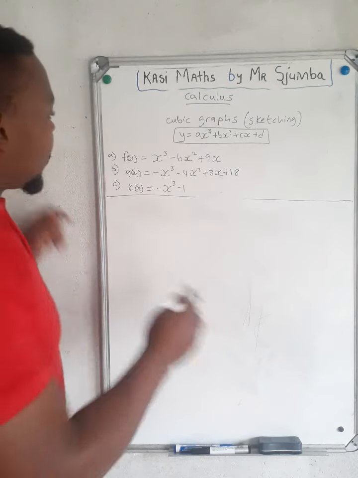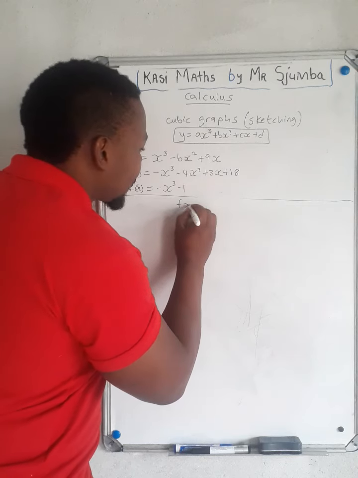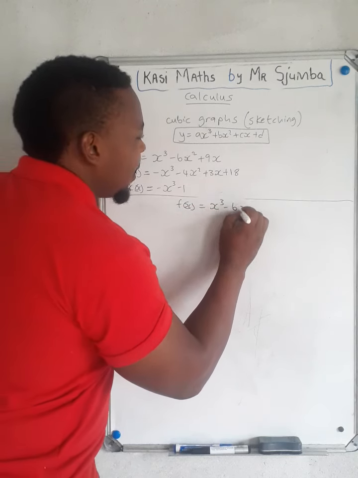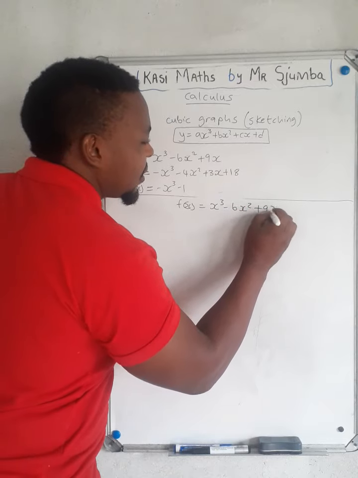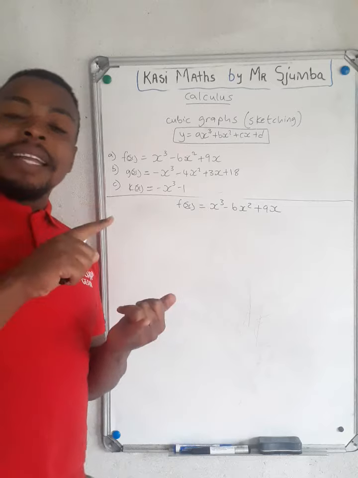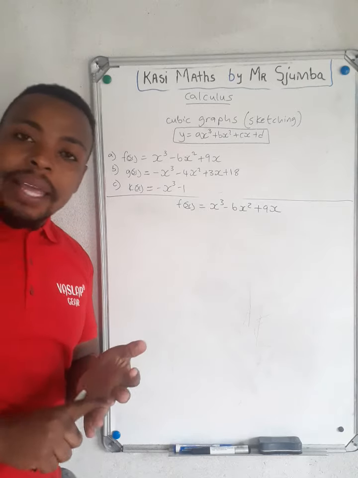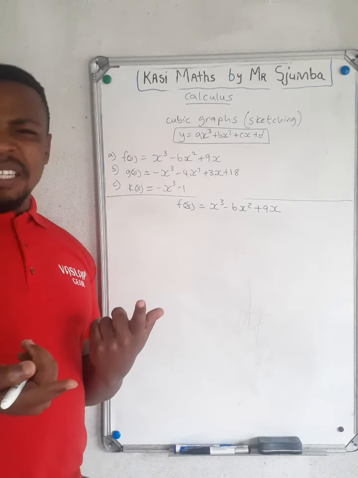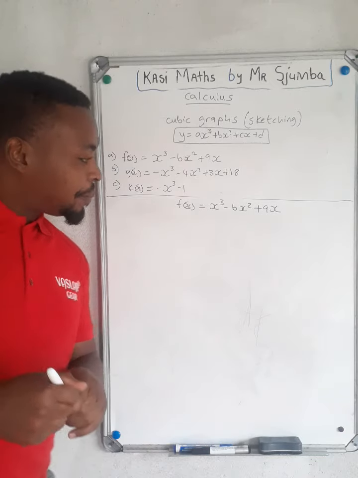Right, so first things first. F of x is equal to x cubed minus 6x squared plus 9x. So to plot, we know we have to find the x-intercept, the y-intercept, the turning points, and the point of inflection, right? And then we can plot.